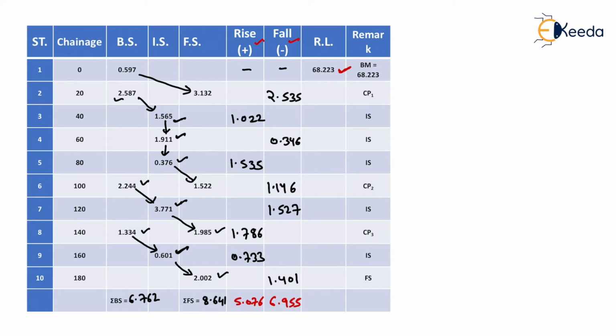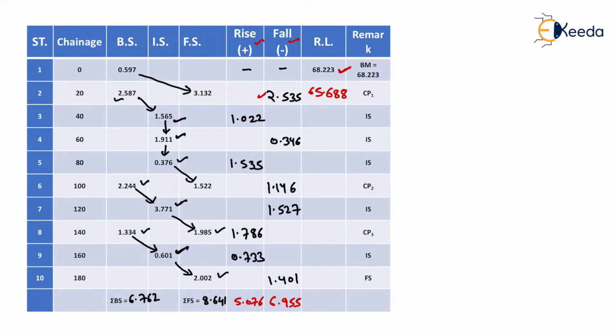Now we want to compute the value of RL, so we need to add all the rise and fall with its sign. So the RL of station 2 will be equal to 68.223 minus 2.535, because it is the value of fall, so we have to add it with a negative sign. That is 68.223 minus 2.535. It will be equal to 65.688.